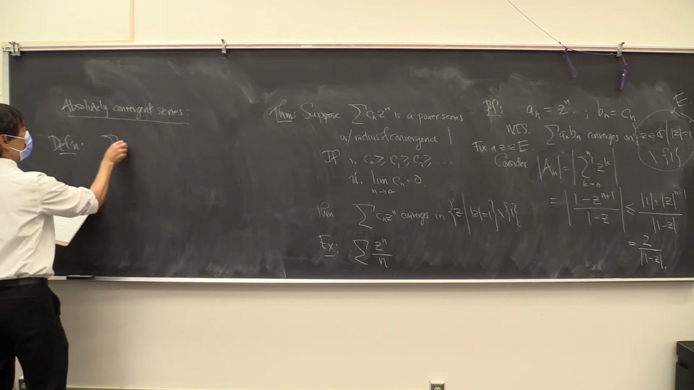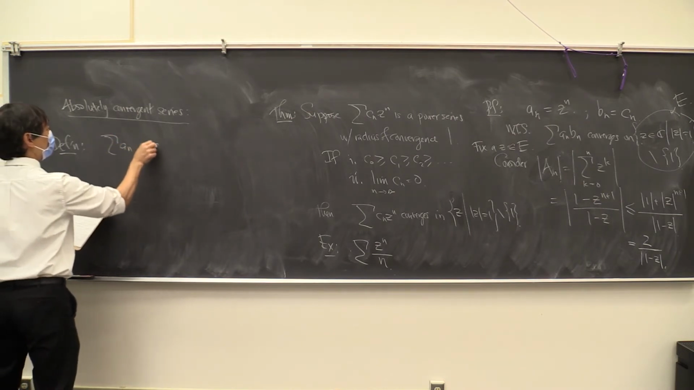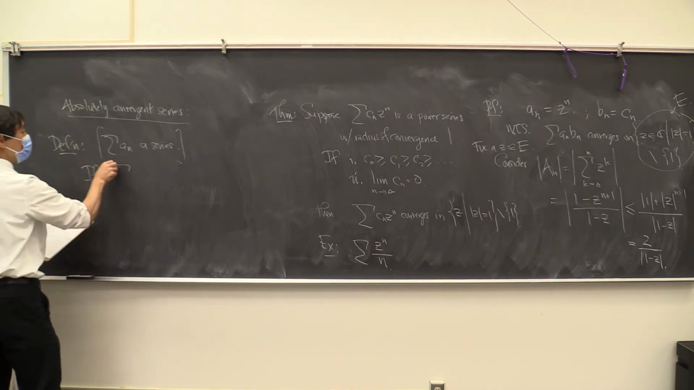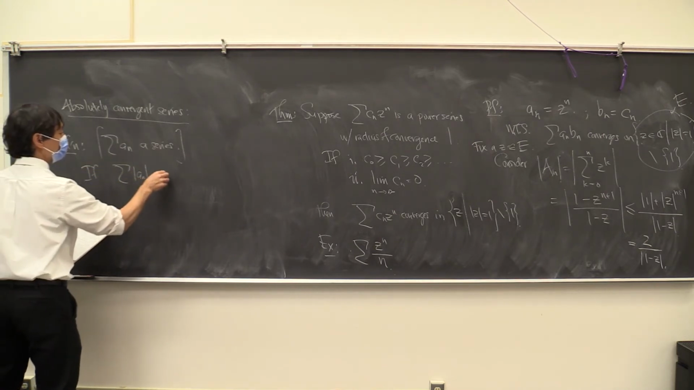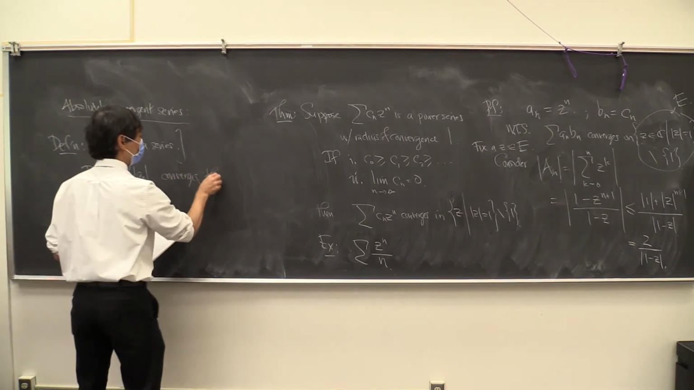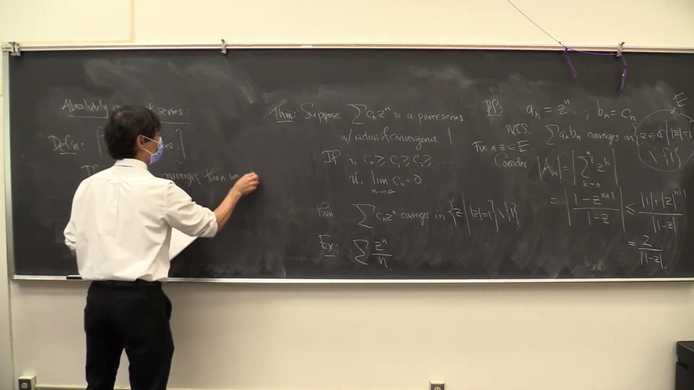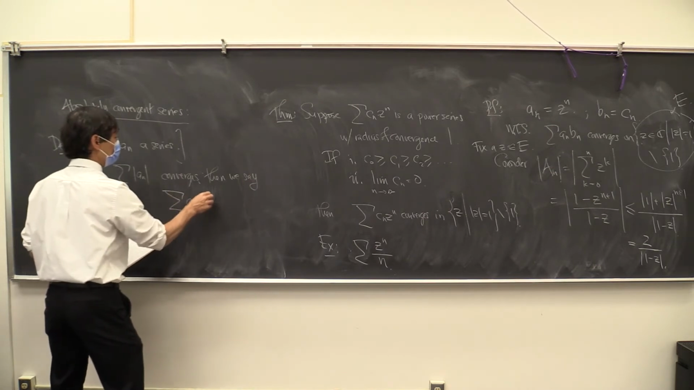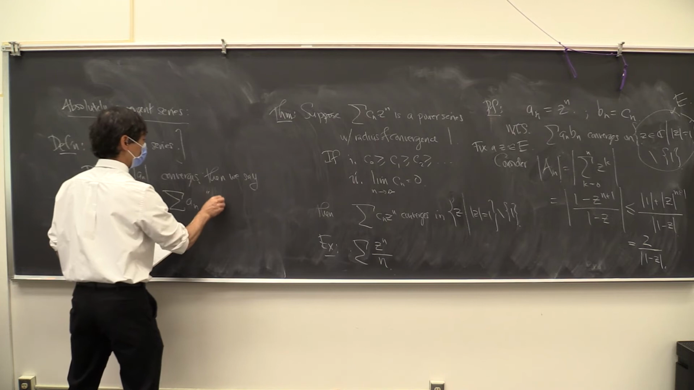You start off with a series. So you have a series. And if the sum of the absolute values converges, then we say that this thing converges absolutely.